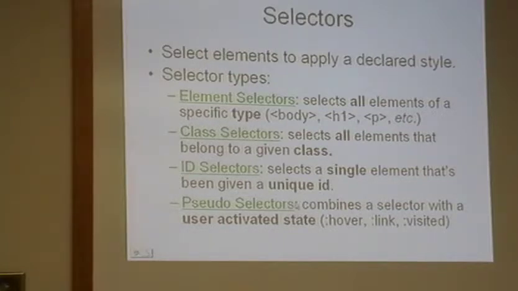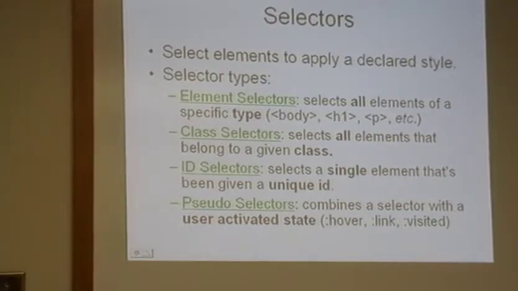And the last one is a little bit more tricky. It's a pseudo selector. This allows you to do fancy things, like when you hover over an element and it changes color. It basically is like when a user invokes a state on this element, like hovering over it, or it's already been clicked on, or that link has already been visited, then the state changes, and then you can apply your own style to it.